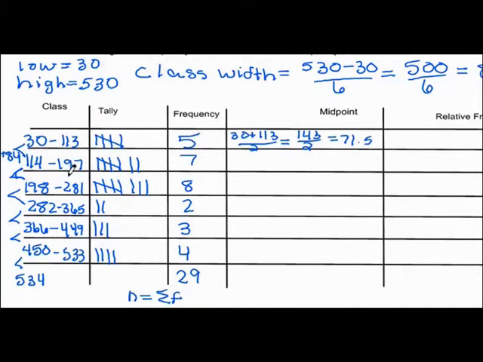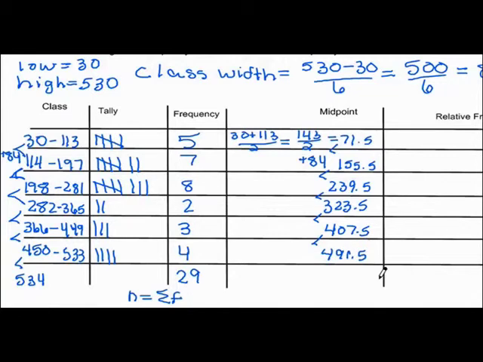71.5. Now you can do this midpoint thing again, or what you could do is you could just add your class width, which is 84, and each time that's all you need to do there. So you get 155.5, and you add another 84, and that'll give you 239.5. Add another 84, 323.5. Add another 84, 407.5. Add your last 84 and get 491.5. And those are the midpoints.